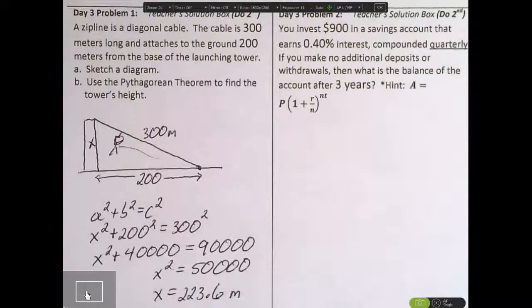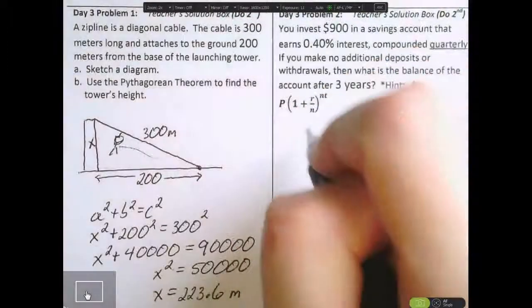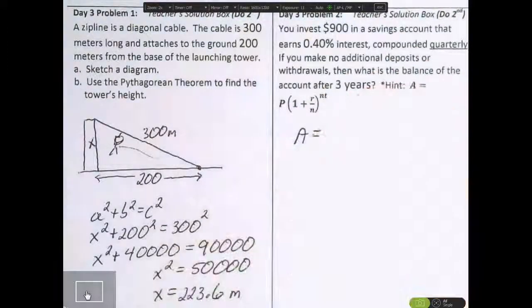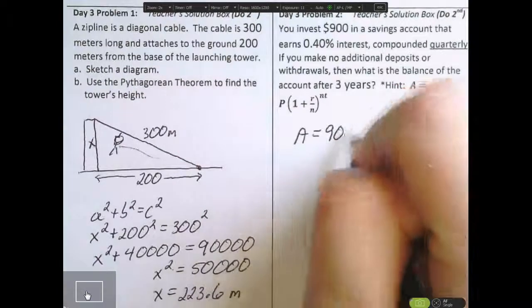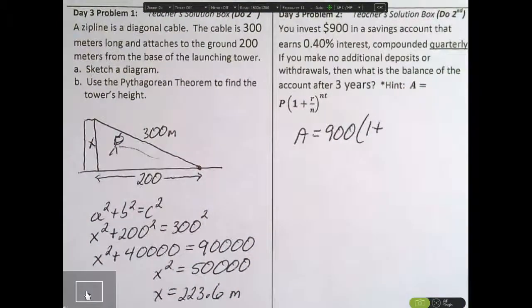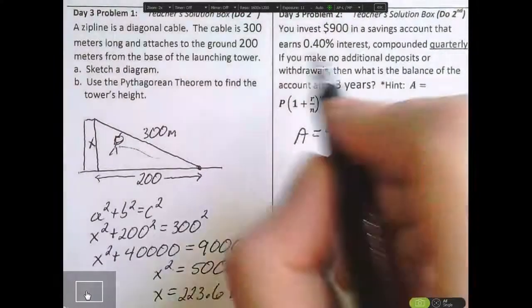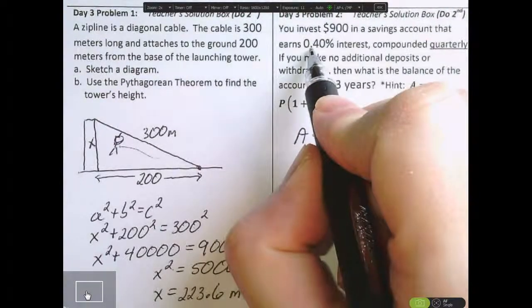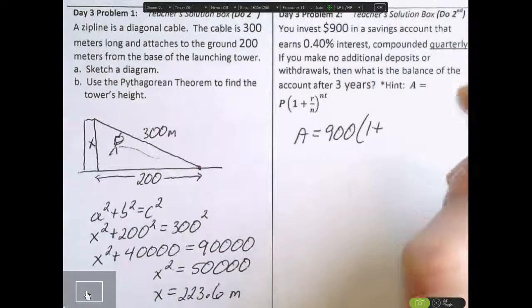Now, day 3, problem 2. You invest $900 in a savings account that earns 0.4% interest compounded quarterly. What will be the balance in the account after 3 years? So we have A equals, now for P, fill in 900. Interest rate is the 0.40%, but we need to take that dot and move it 2 places to the left when we fill in this number for R.